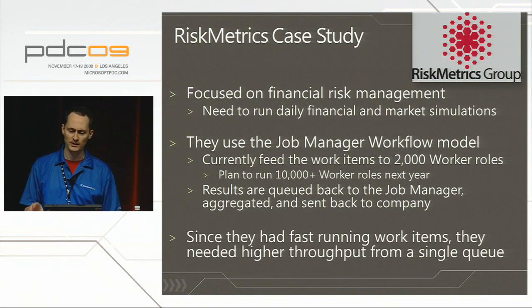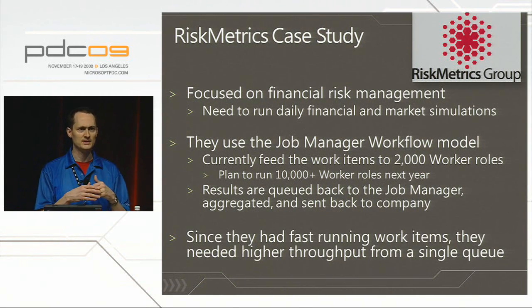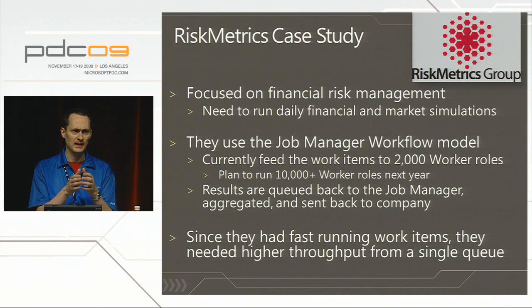Now, one thing that they dealt with when doing this up to the scale of 2,000 is that some of their work items run really fast. So they found that they had to deal with how to increase the throughput of the queue if they're just using one queue in their system.